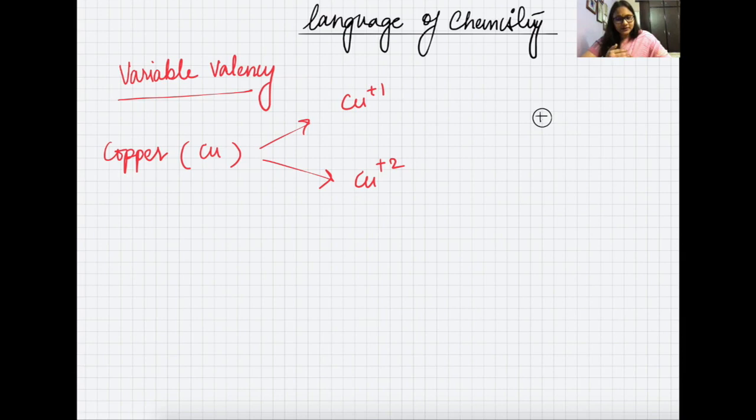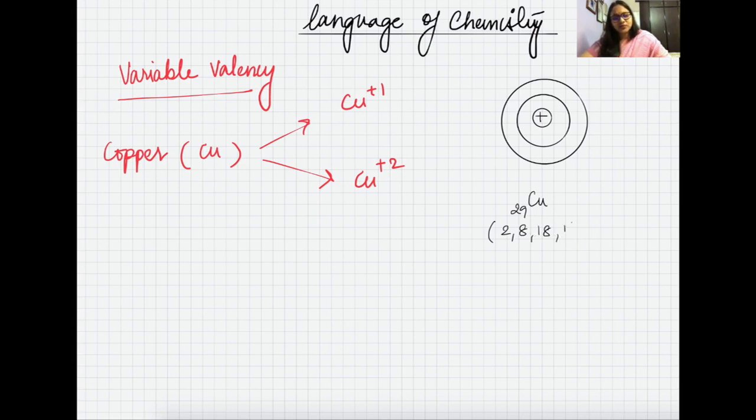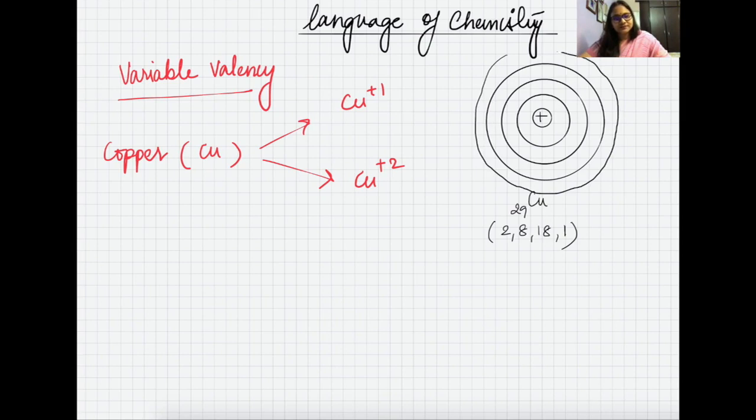we need to look at the atomic structure of copper. If I want to draw the atomic structure of copper, I need to know its atomic number. Copper's atomic number is 29. If I need to write its electronic configuration, the distribution of electrons, I will write it as 2, 8, 18, and so how many are there? 18 plus 10 is 28, plus 1 electron left. So that will be in the last shell. I see that there are 4 energy shells needed, so I am going to draw 4 energy shells around the nucleus.